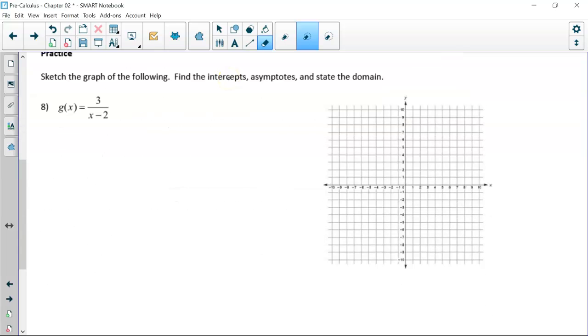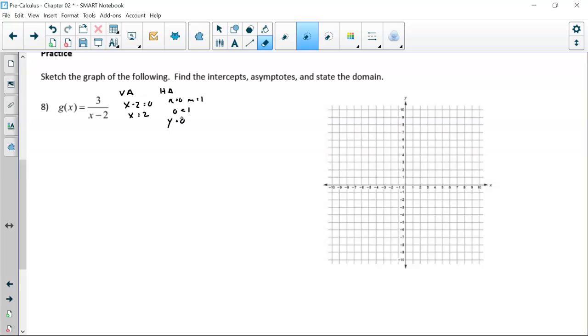So we're going to find our asymptotes first. So the vertical asymptote, x minus 2 equals 0, x equals 2. The horizontal asymptote, the degree of the numerator is 0, the denominator is 1. 0 is less than 1, so it's the line y equals 0.